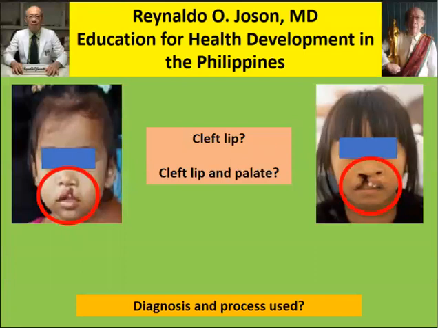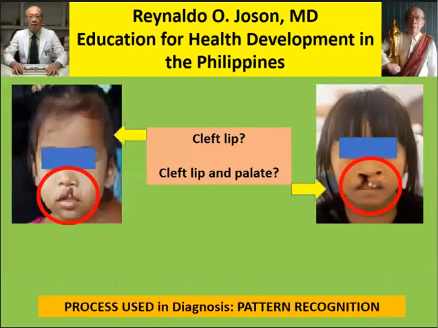Presenting with these pictures with mouth defects, who has cleft lip for a diagnosis, and who has a cleft lip and palate? What is the process used? The one on the left side of the screen has cleft lip because only the lip is involved. The one on the right side has cleft lip and palate because the palate is also affected. The process used here is pattern recognition.